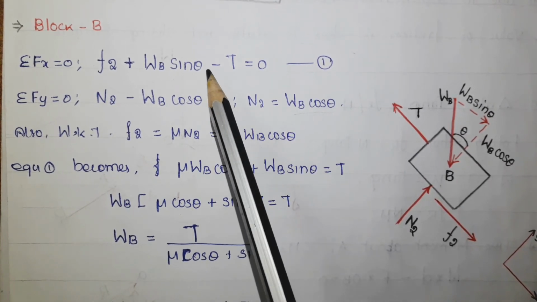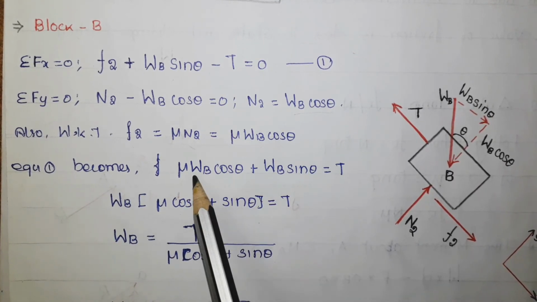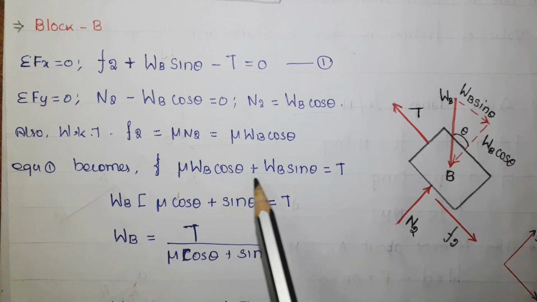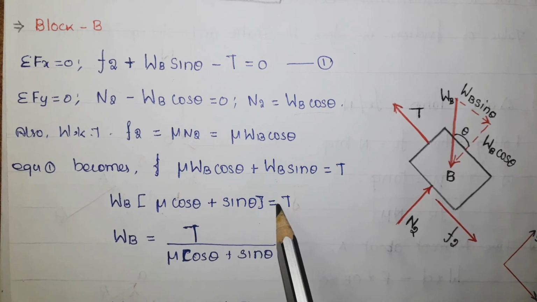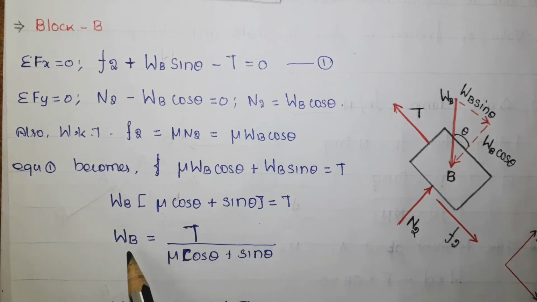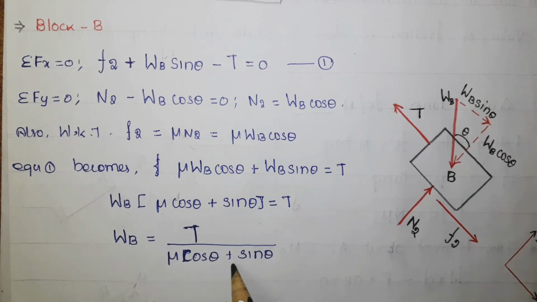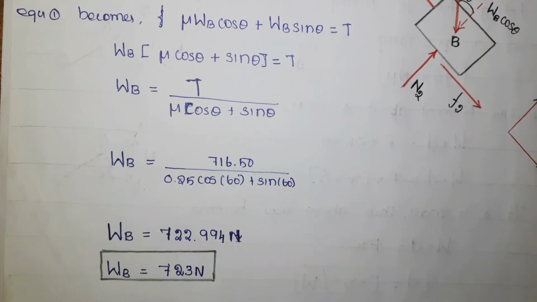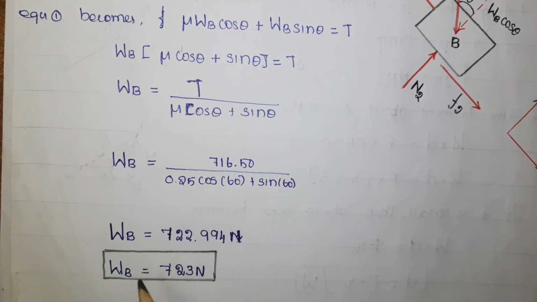Now substitute everything into the first equation, so it will become something like this. In this equation, take this WB outside, so it becomes, in the bracket, mu cos theta plus sin theta. Now close the bracket, equal to T. In this case you can get the answer for WB, which is equal to T by mu cos theta plus sin theta. Now substitute the corresponding values, and you will get the weight of the block. It is 723 Newton.